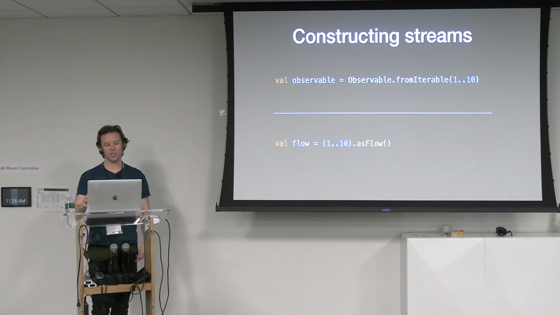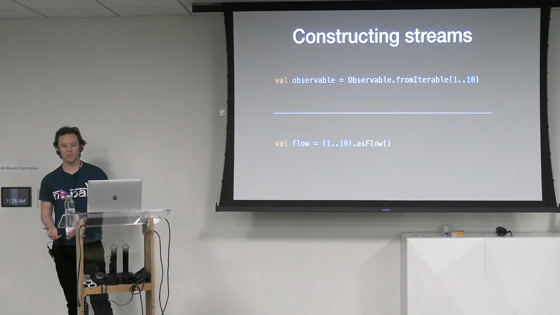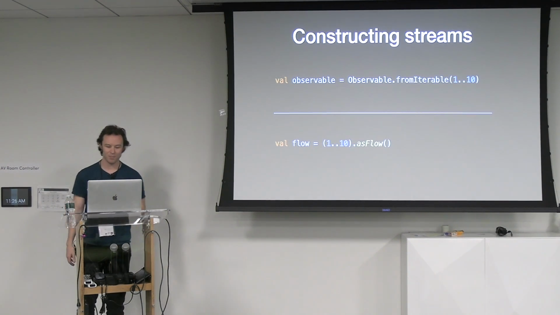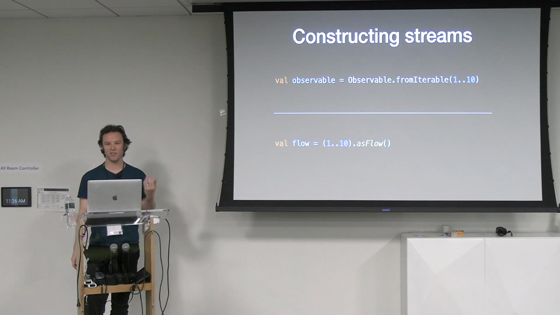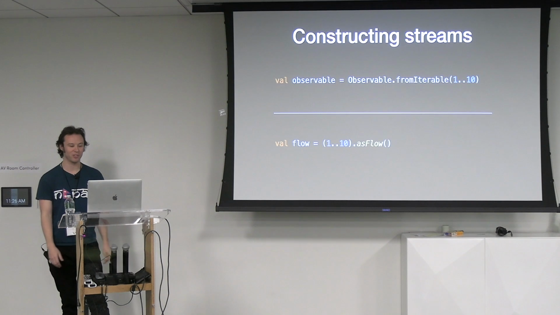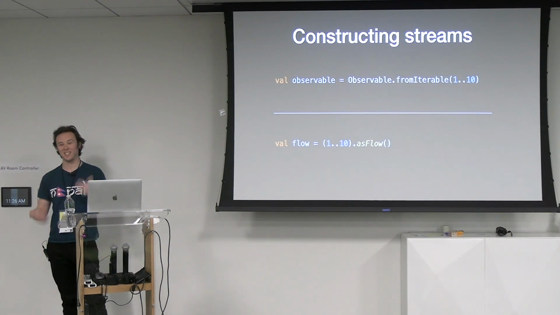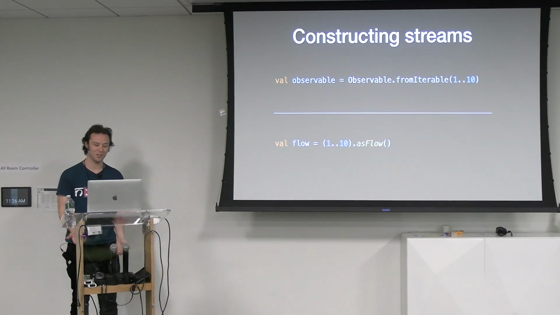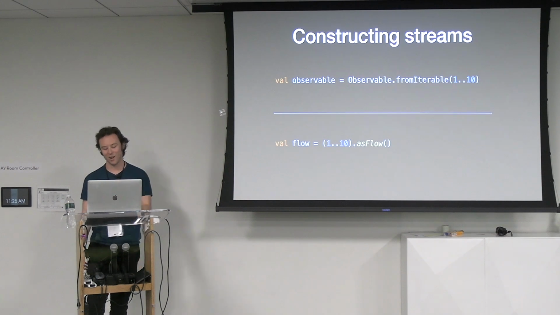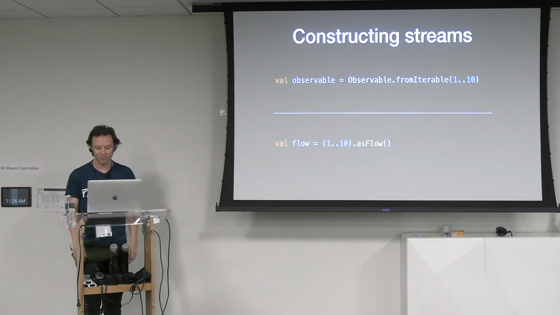You can see we can do similar things with creating an observable from a list of items. So in this top example, we're creating an observable from a list of integers from 1 to 10. And in the bottom example, we're doing the same thing with a flow. Again, Flow has nice extension functions on top of lists so that you can do that a little bit more naturally. I don't know how often you'll actually be doing this sort of thing, but still, kind of cool.